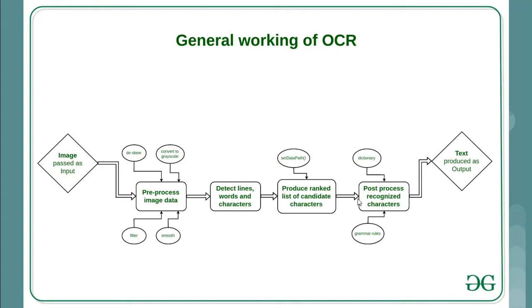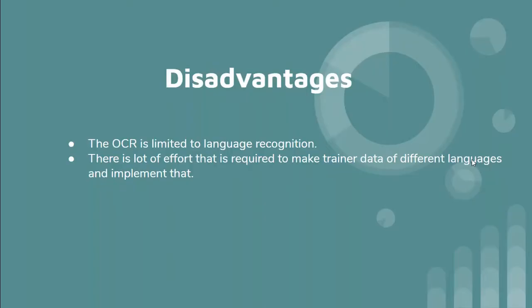After that, the post-process recognizes characters and chooses the best character based on the confidence from previous steps and the language data that is passed in the trained data itself, also based on the dictionary and grammar rules. After that we will get our output image.